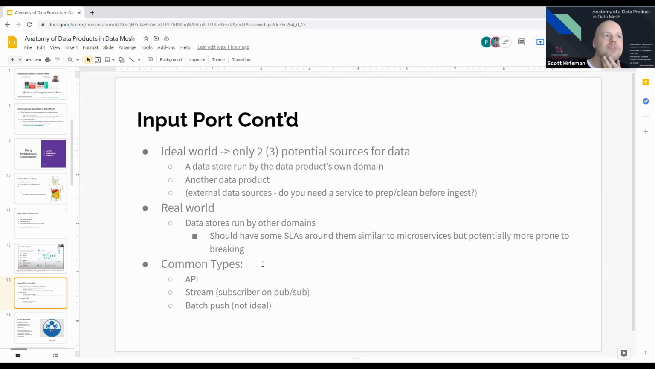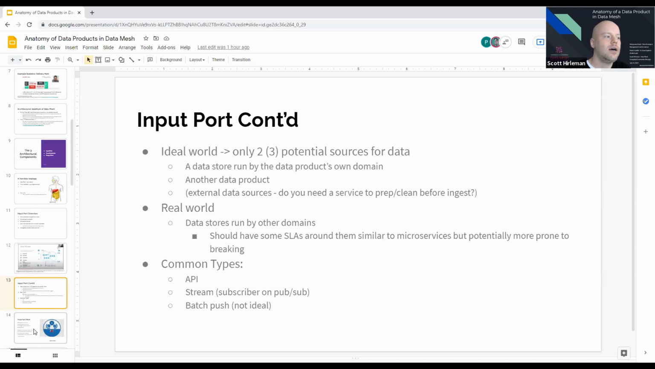What are types of input ports? It can be an API, it can be a stream, you're a subscriber on a pub sub, it can be a batch push, it can be that you're just going and grabbing from a bucket and it's not even an API. There's all sorts of different ways that can work.